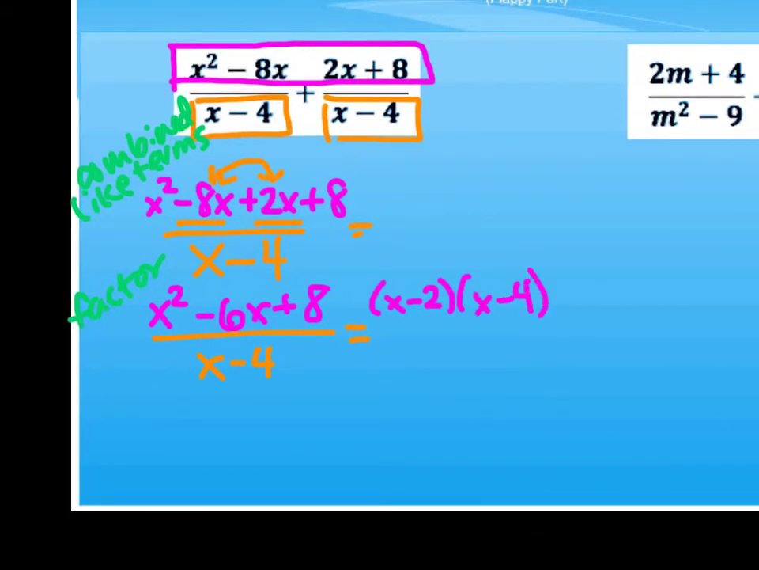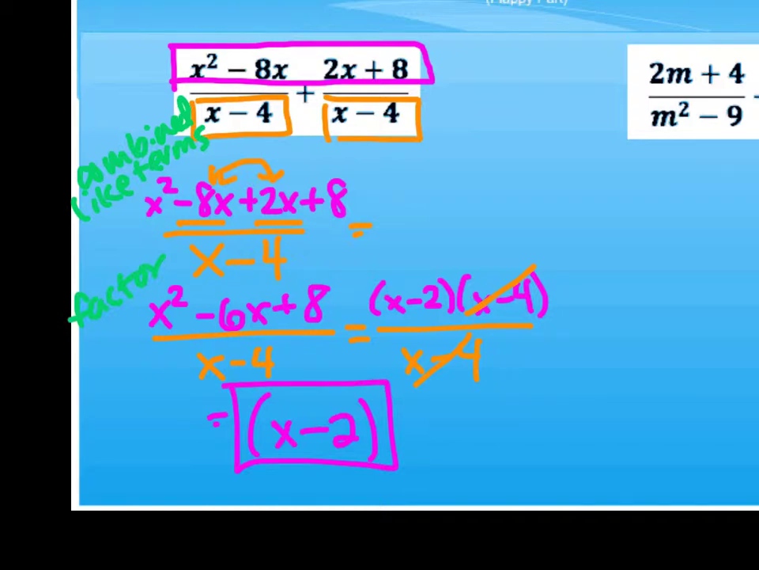On the bottom, we still have our x minus 4, so you can see right away we have a common factor. We have something that we can get rid of. We can simplify by x minus 4 on the top and the bottom. So our final answer will be simply x minus 2.